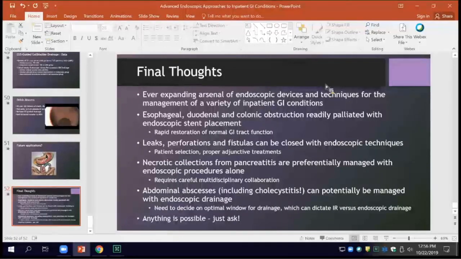Sometimes IR is the right way to go. We get a little leery about it. They're very good, but drains are hard. Our patients don't love these drains; they're a miserable mess. So it depends. Many times we'll say go to IR if the anatomy doesn't make sense or if the disease process doesn't make sense.